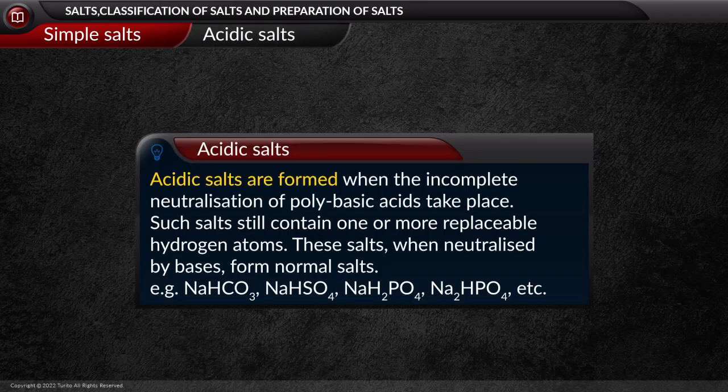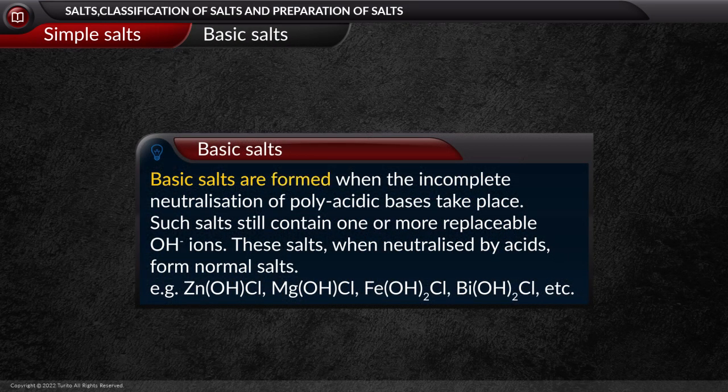Acidic salts are formed when the incomplete neutralization of polybasic acids takes place. Such salts still contain one or more replaceable hydrogen atoms. These salts, when neutralized by bases, form normal salts. Examples are NaHCO3, NaHSO4, Na2PO4, Na2HPO4, etc.